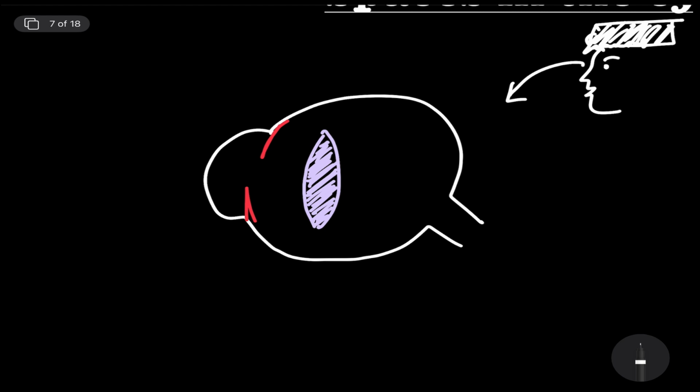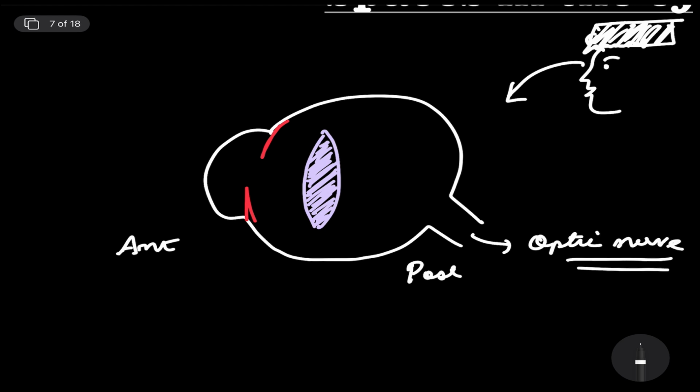Okay, so when that is the orientation, now that you know, this is the anterior part, this is the posterior part. This over here is the optic nerve. Remember, I had talked about the retina being the neural layer. So the nerve fibers in the retina, all the nerve fibers, they bundle up and they exit the eye as the optic nerve. Okay, we'll talk about it in detail later.